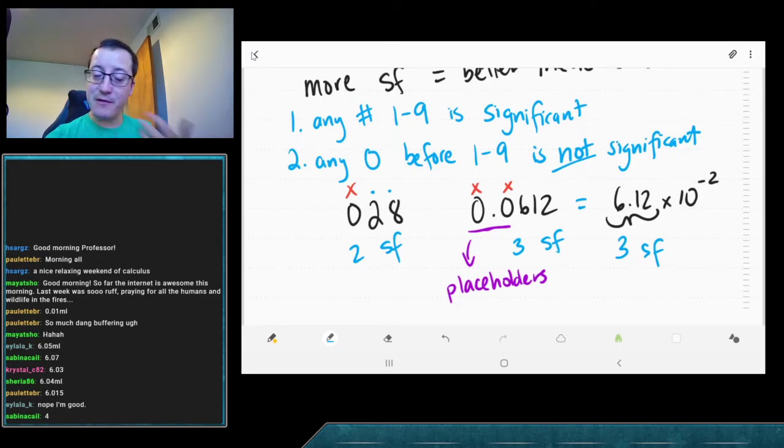So zeros that are before a number are going to be used as placeholders, and they're not going to be significant. Okay, and again, a way to easily get around this without having to really remember this rule is if you just throw it in scientific notation, you will avoid the problem of having zeros at the start of your number.